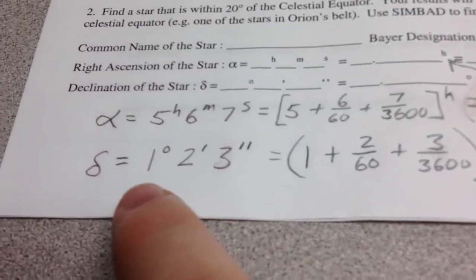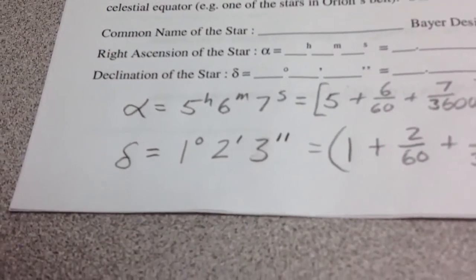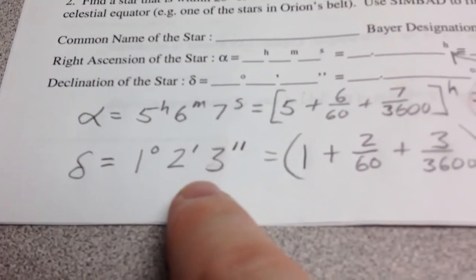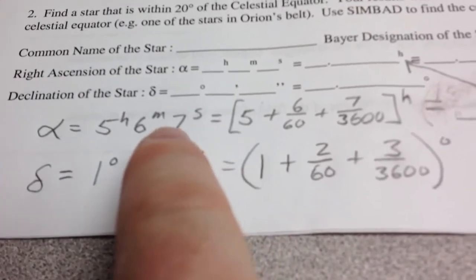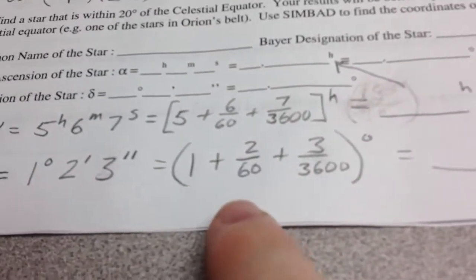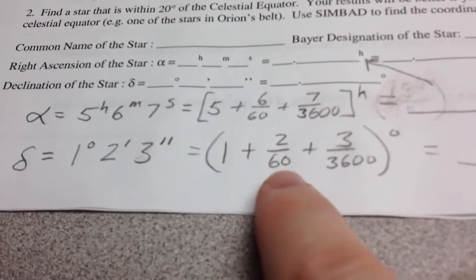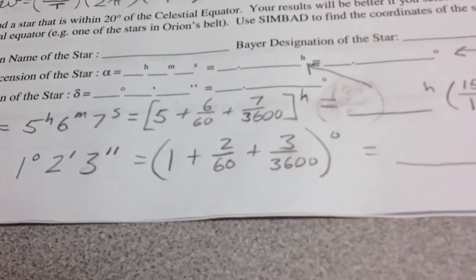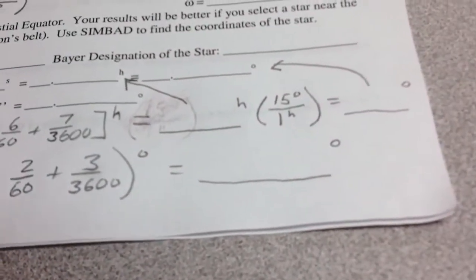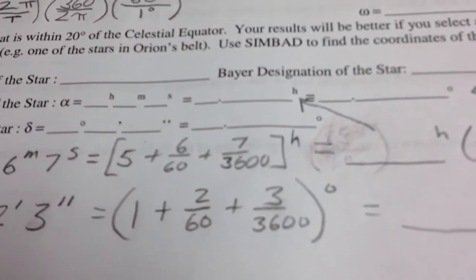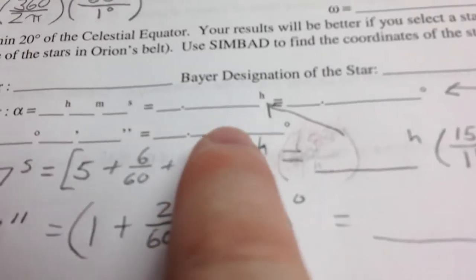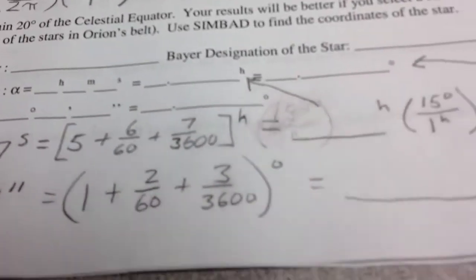You want to do the same thing for declination, except declination is already in degrees, arc minutes and arc seconds. Those are different than minutes and seconds. So then you have the 1 plus the 2 divided by 60, plus 3 divided by 3600, and that will give you a number which will be in decimal degrees. You probably want to use about 5 or 6 digits past the decimal over here.